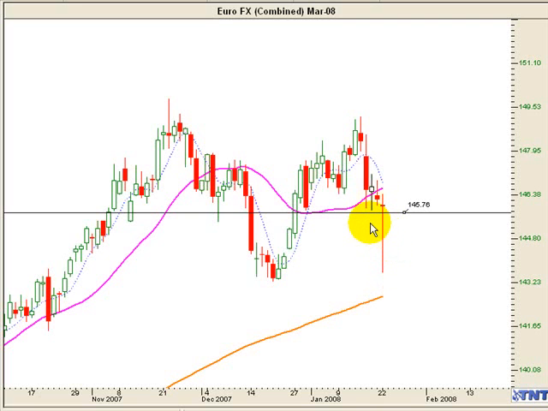So keep an eye on how the market reacts around our important areas, our 20-day moving averages, our trend lines, and look for the bounce or the break, and you'll find yourself on the right side of more trades and making more money.